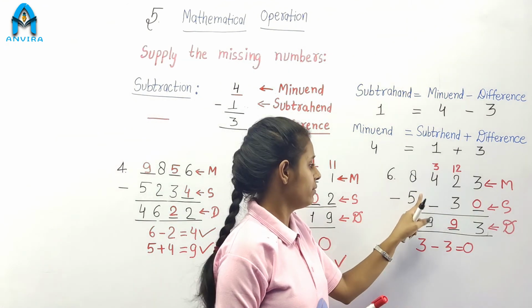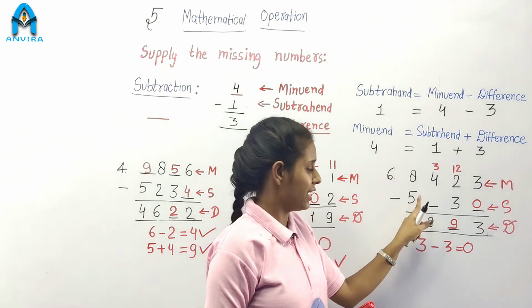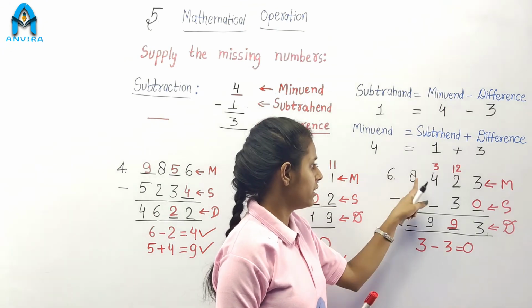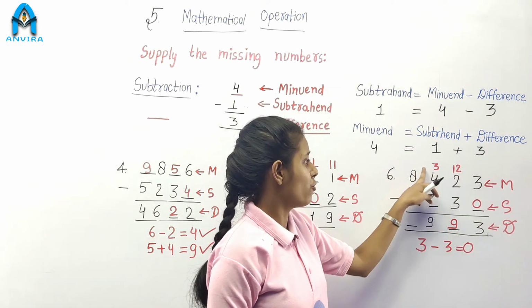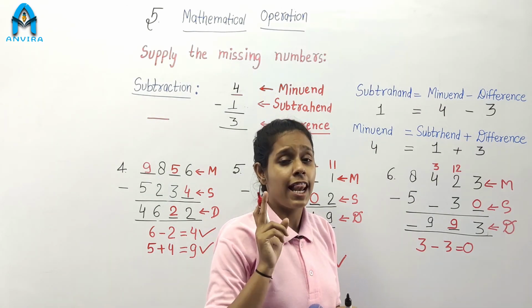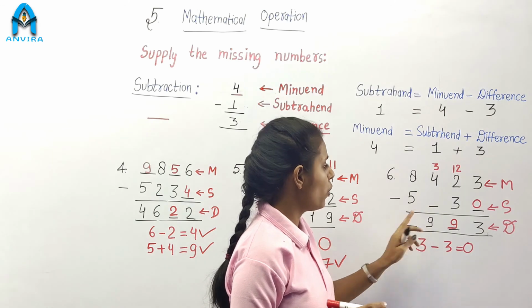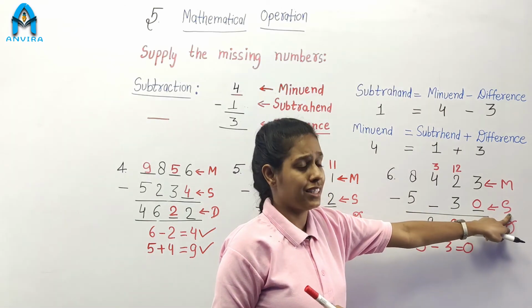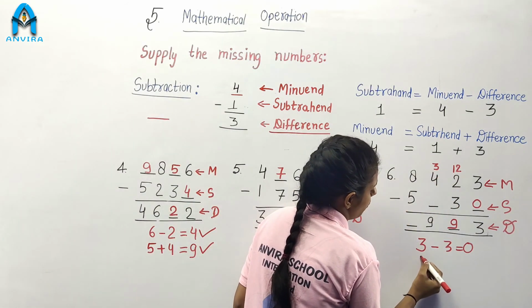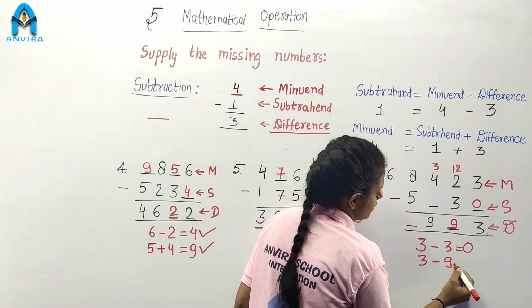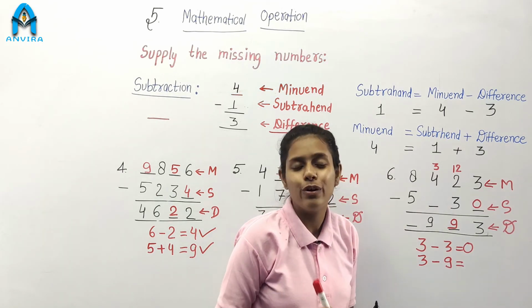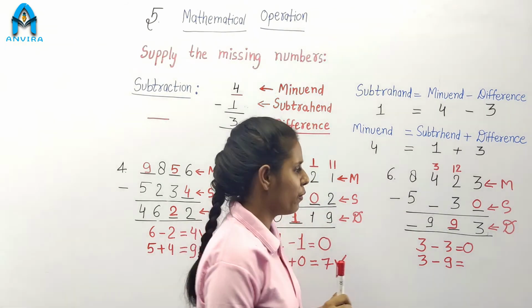3 is minuend, subtrahend is missing, and the difference is 9. Is it possible that if we subtract something from 3, we get 9? No, because the minuend is less. So what do we have to do? To find the subtrahend, we have to do minuend minus difference, which is 3 minus 9. No, what do we have to do? We have to do borrowing.